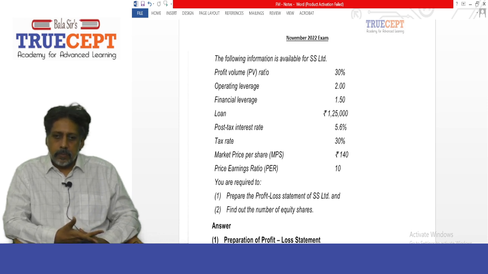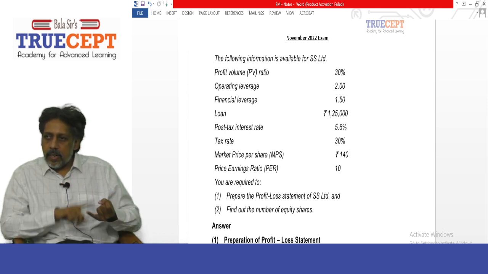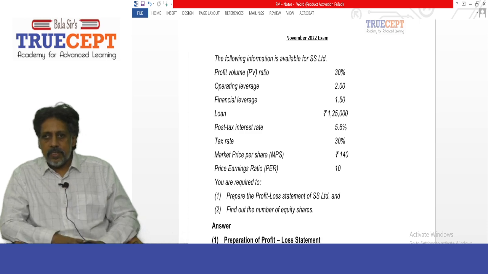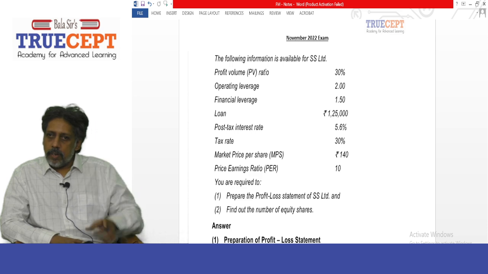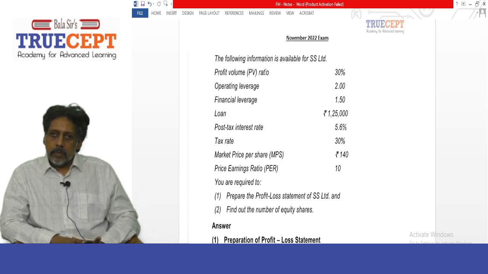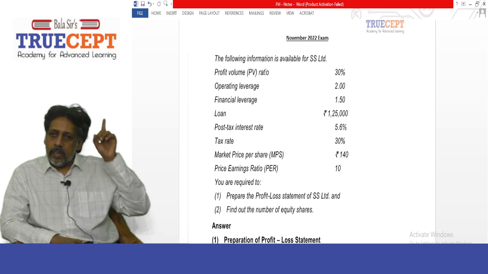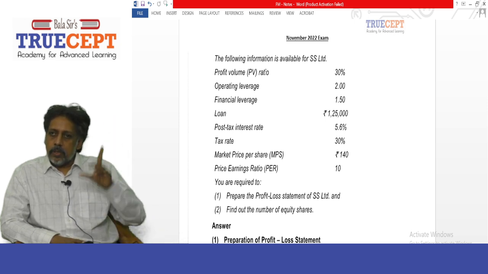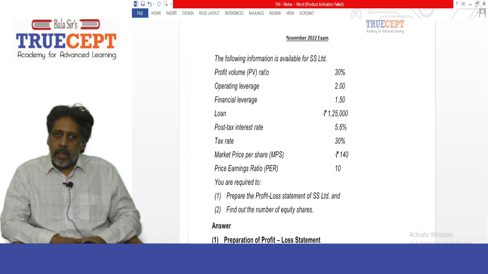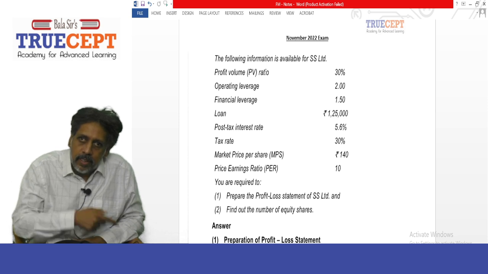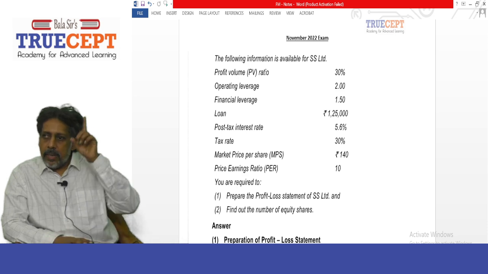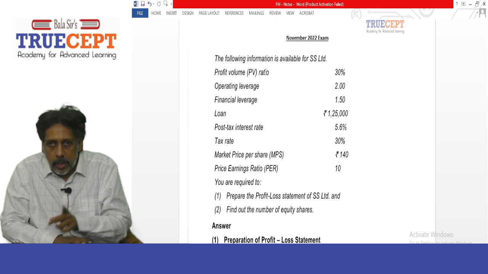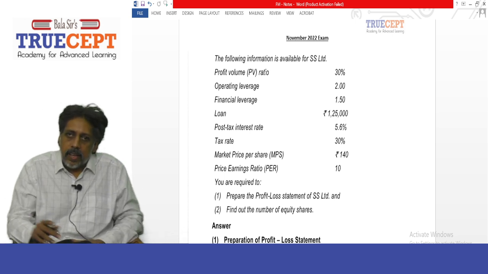Next. Then tax rate is 30%. 30% tax rate, coincidence, same as PV ratio. Next. Then market price per share MPS 140 rupees. Market price per share rupees 140. Price earnings ratio 10. You all know that price earnings ratio is 10 times. You should know that the price earnings ratio formula is there in the name of the ratio. Price earnings means market price per share is the numerator and denominator is what? Earnings per share. That's your PE ratio, which is given as 10 times.